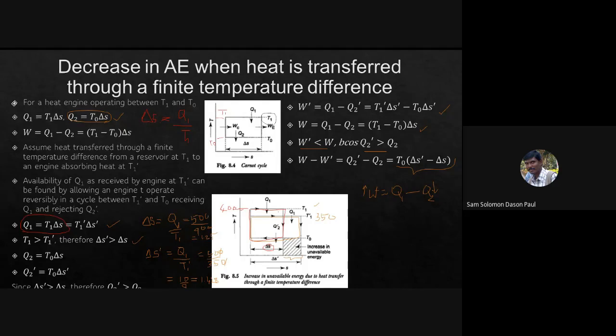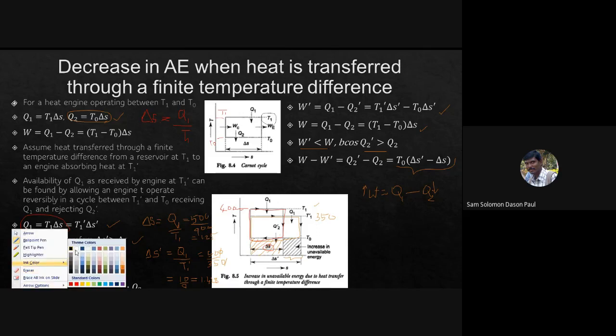Is that clear? So if you are straight away running a heat engine between T1 and T0, your unavailable energy is only T0 into delta S. Okay, so that would be just this, that would be just this region alone. Okay. Now when you are running a heat engine between T1 dash and T0, including this T0 into delta S, you'll also have this region also. This entire region you will have.